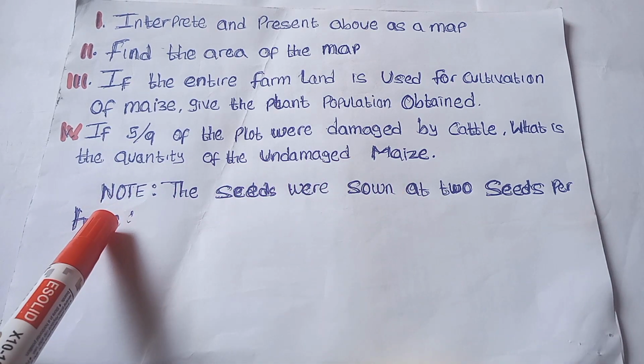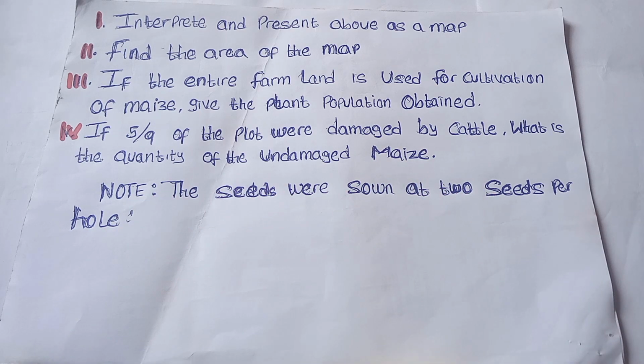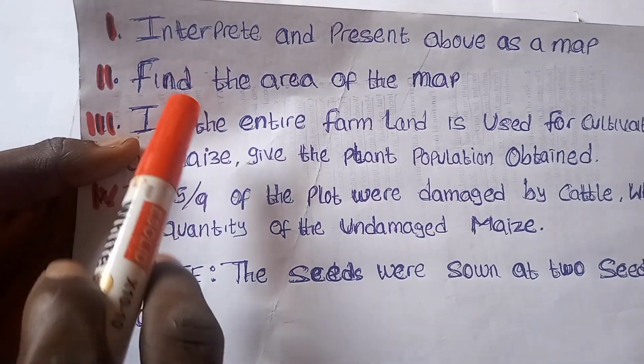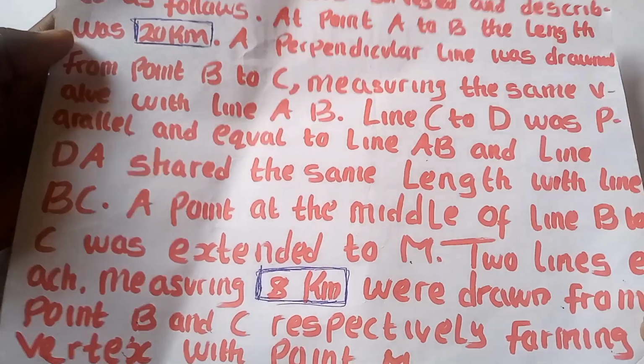They put a note here: the seed was sown at 2 seeds per hole. Now, please, I want you to pay attention, and I will solve this question step by step, so follow me carefully. Don't forget our question number one. Our question number one says we should interpret and present the above as a map. That's the first question.